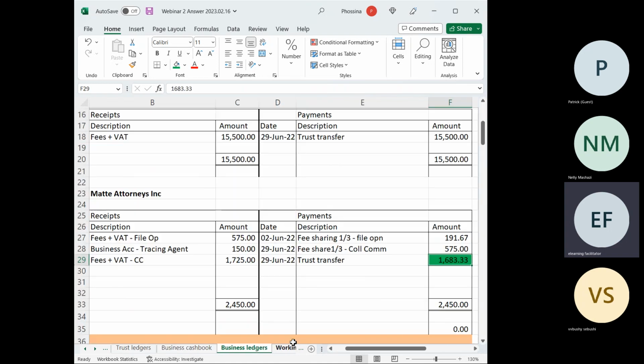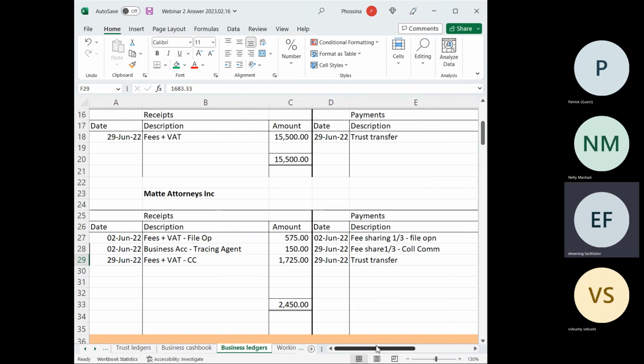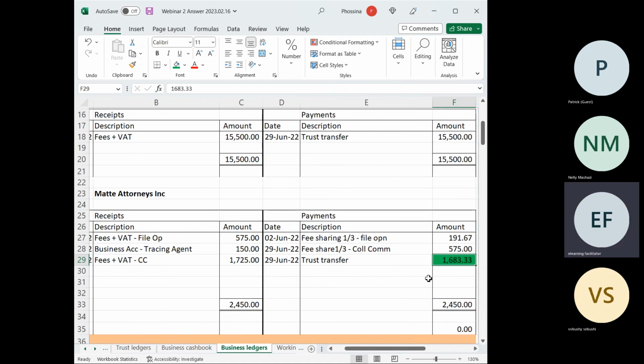And on the business ledger, we'd already dealt with that, because the business ledger is the one that gives us the balancing figure of how much we are supposed to collect. So this is how we work out our corresponding fees. So I hope you'll be able to follow through. This is how we work it out. So I think I am done with this part.